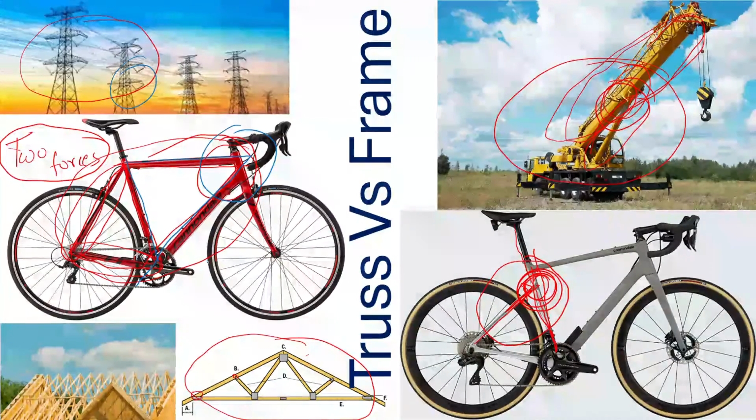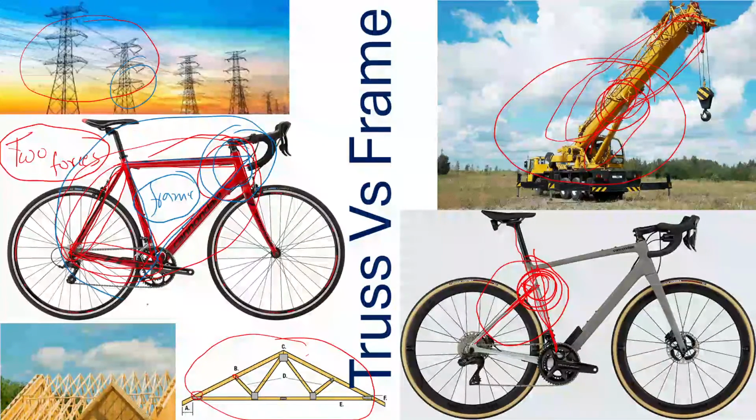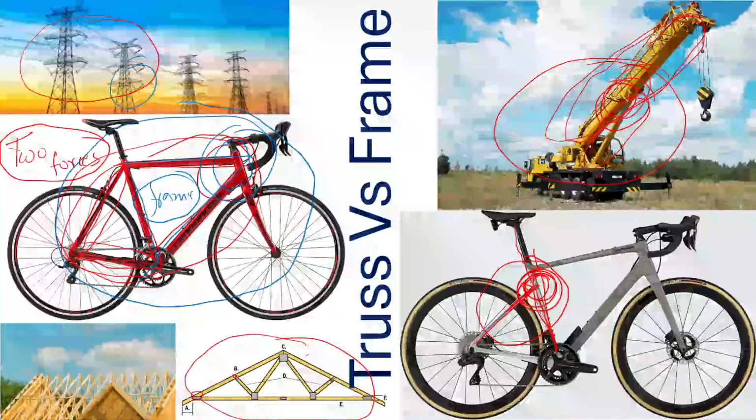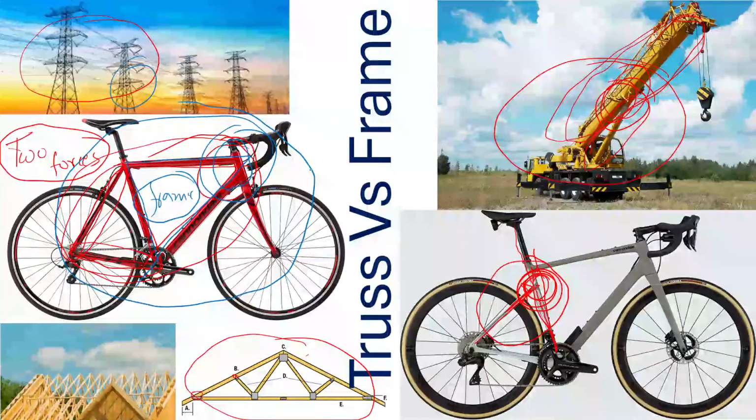Now, typically bicycles are called frames, so they are actually frames. If just one member faces loading somewhere in the middle, so it's not just pure tension and compression, the entire structure will be considered a frame. If just one member faces multiple loads, not just two-force tension and compression, it's a frame.